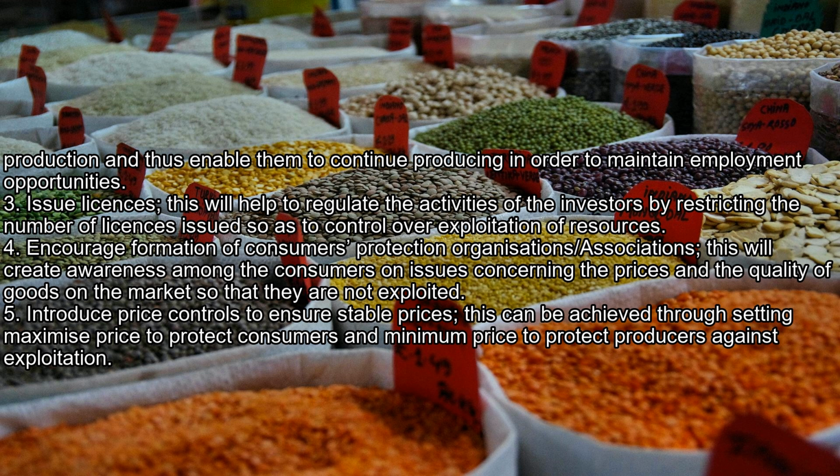3. Issue licenses. This will help to regulate the activities of the investors by restricting the number of licenses issued so as to control over-exploitation of resources. 4. Encourage formation of consumer protection organizations/associations. This will create awareness among the consumers on issues concerning the prices and the quality of goods on the market so that they are not exploited. 5. Introduce price controls to ensure stable prices. This can be achieved through setting a maximum price to protect consumers and a minimum price to protect producers against exploitation.